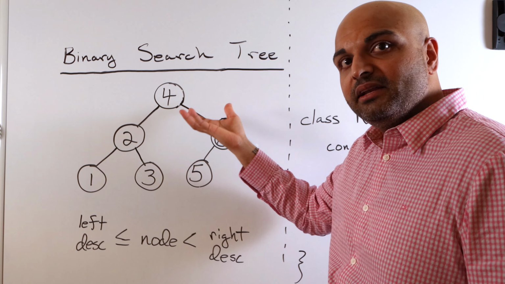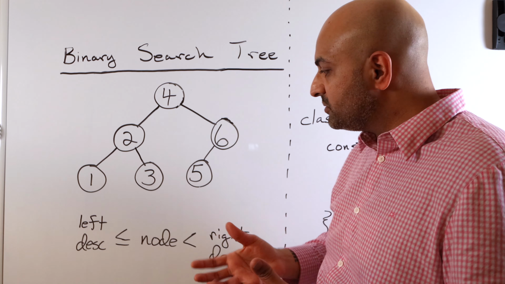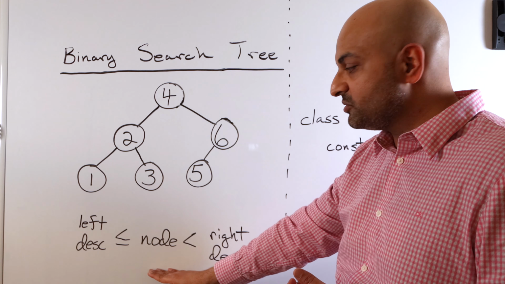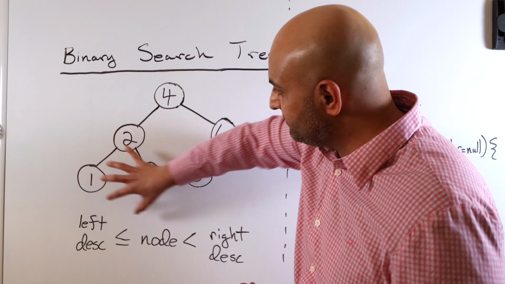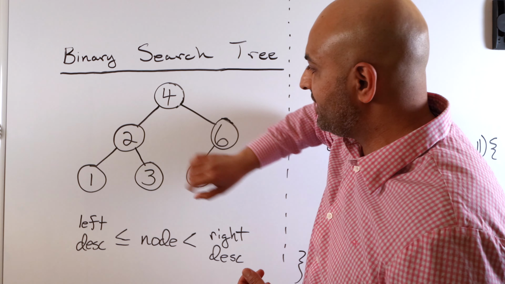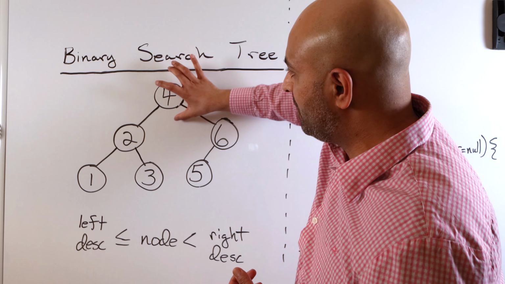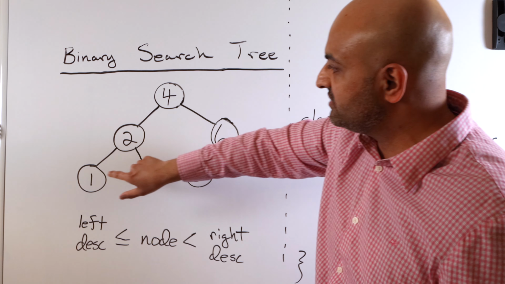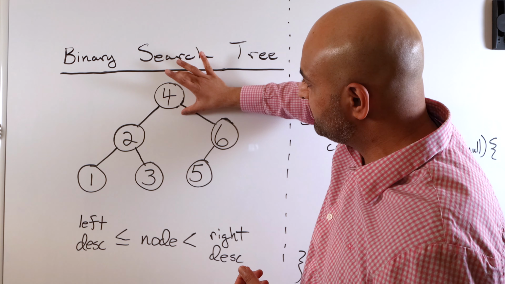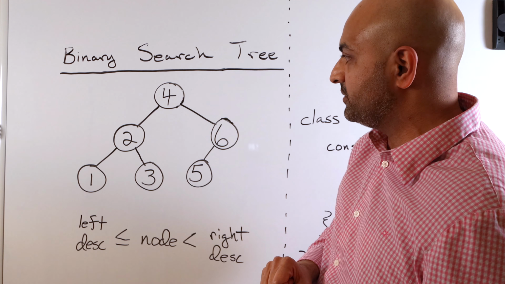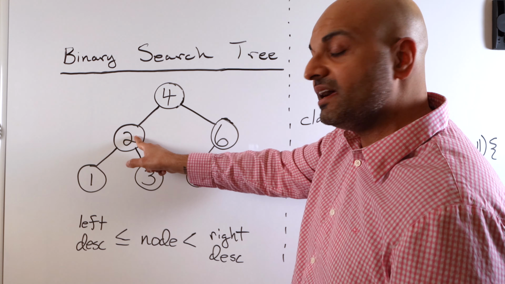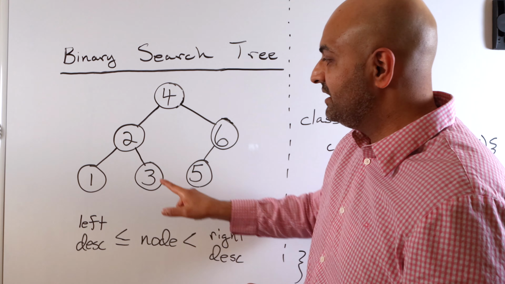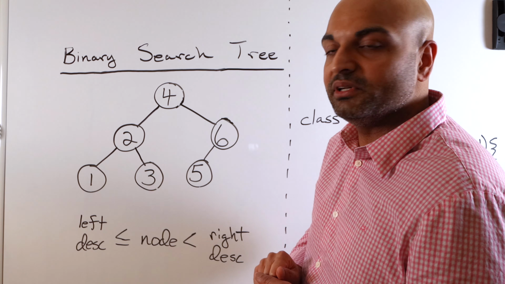The meaning of a binary search tree versus a typical binary tree is whether or not this property holds true. Namely, all the left descendants of any node have to be less than or equal to the parent node. So in this case, the 1, 2, and the 3 are to the left of the 4, and all of them are less than or equal to the 4. If this were a 5, that property would not be true.